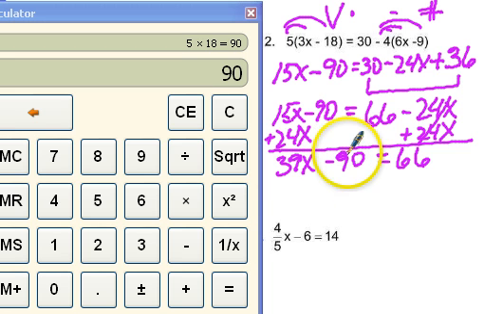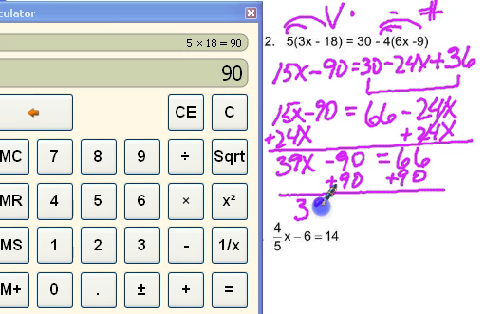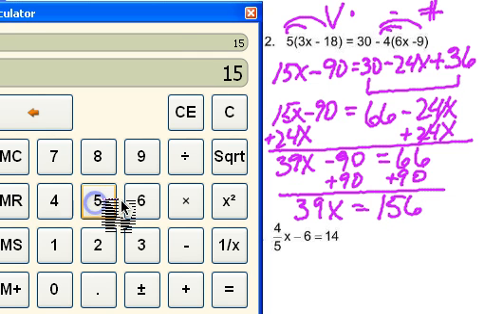I've got all my x's over here. I want this number over here now. So I'm going to do plus 90. So this is 39x equals 156. So I'm going to go over here. That's a big number. I'm going to do 156 divided by 39 equals 4. All right, nice pretty number.